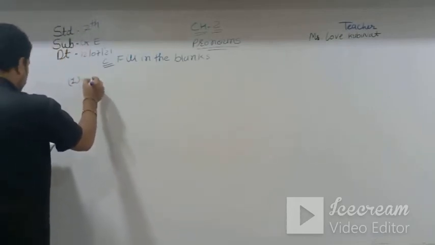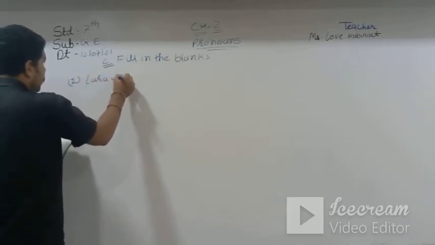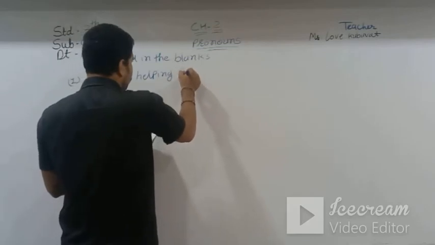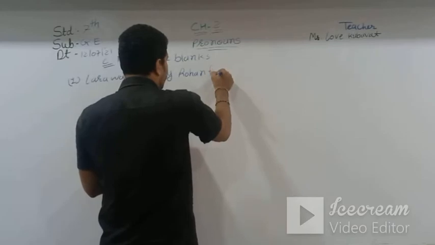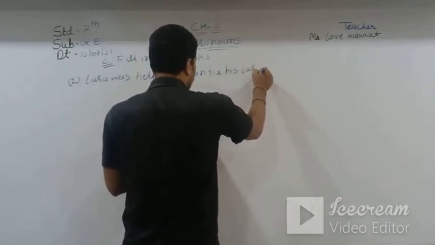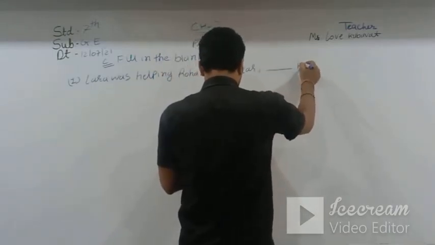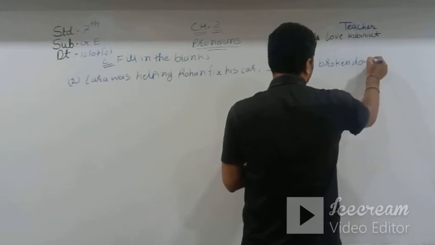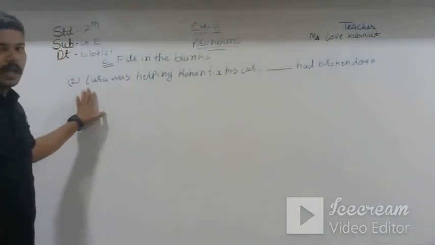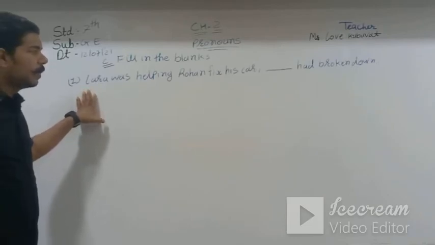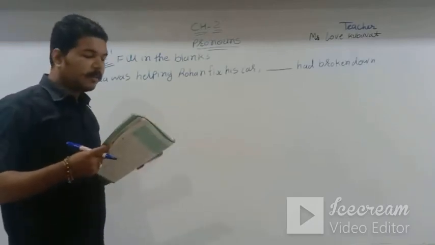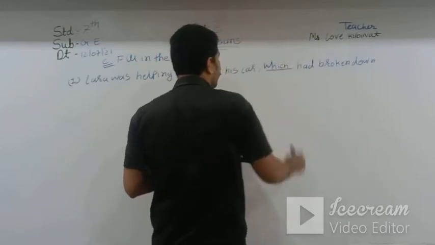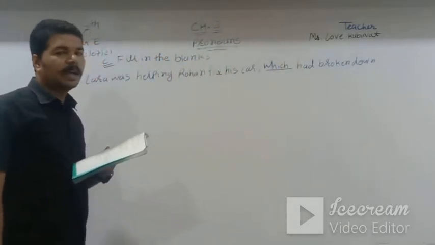Let's discuss. First one: Lara was helping Rohan fix his car, blank had broken down. This means that in this exercise we have to fill in appropriate relative pronouns. Then the answer is: which had broken down. Your answer is which had broken down.